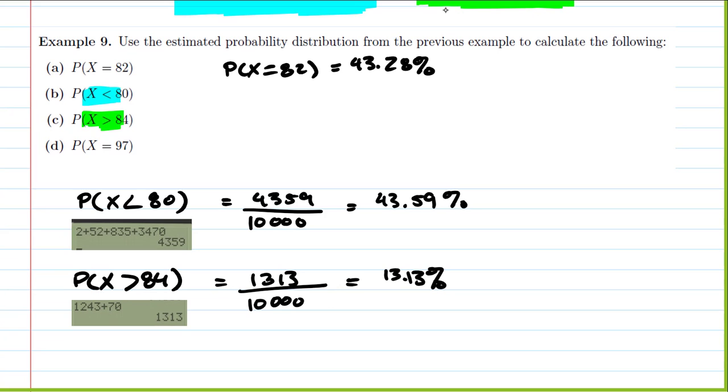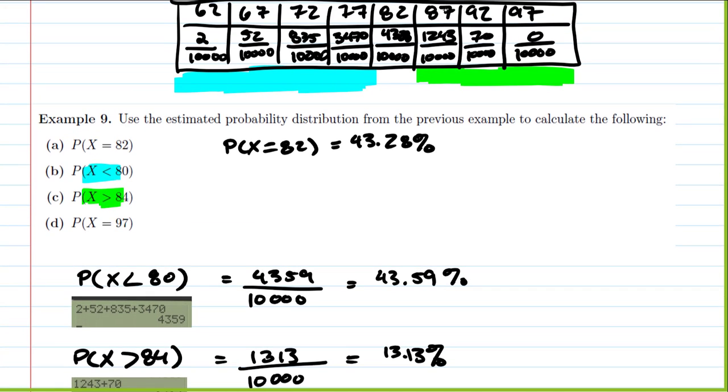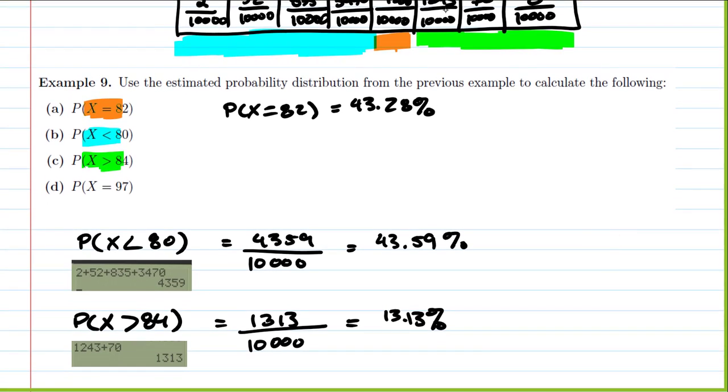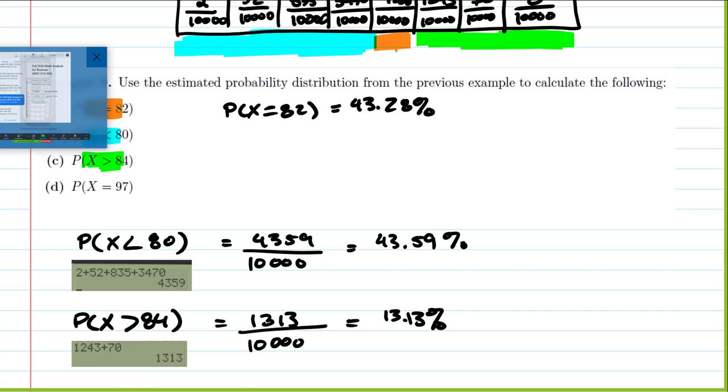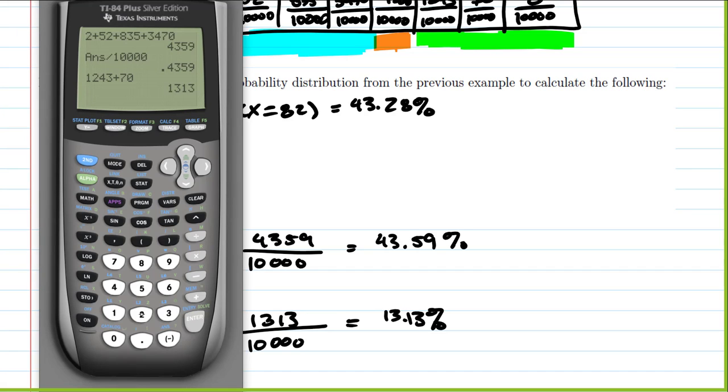So now we'll notice all 3 of those partition the space, right? So if we add all of those percents together, what should we get? 1. Yeah, or 100%, right? And we can double check that by going 43.28 plus 43.59 plus 13.13, and we get exactly 100% as advertised.